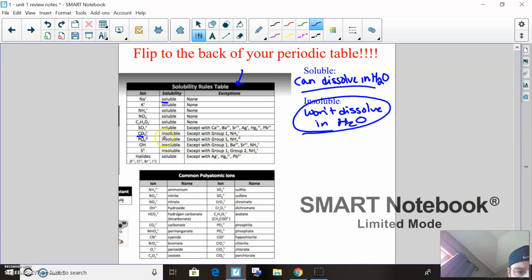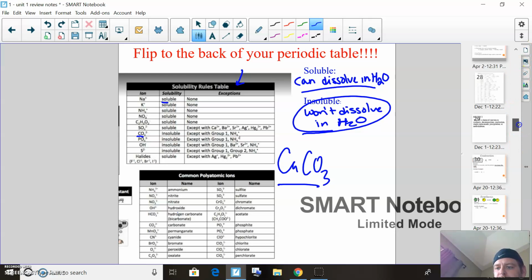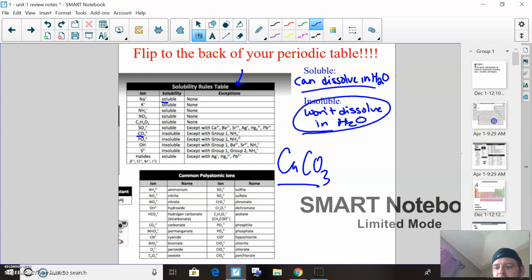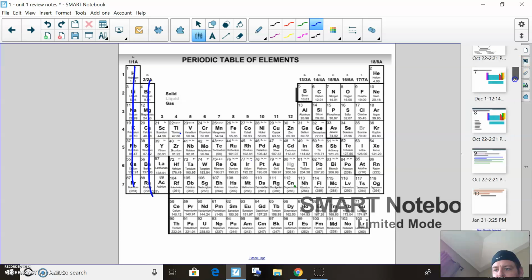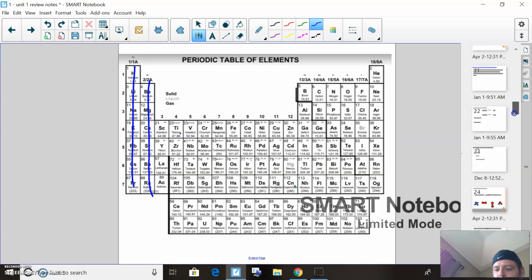Like carbonates. You see carbonates in your water at home a lot, on your glasses and stuff that you wash in the dishwasher. Calcium carbonate would be an insoluble compound because it's not a group 1 metal. By group 1 and group 2, we strictly mean this: group 1, group 2. And then there are some other exceptions for each compound.